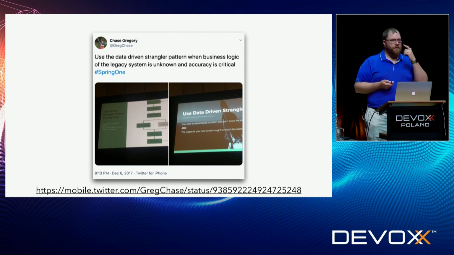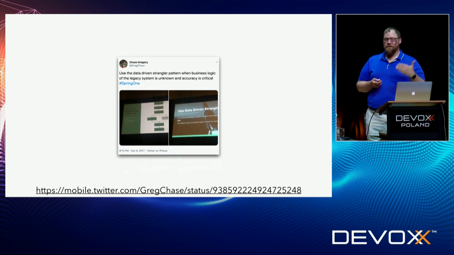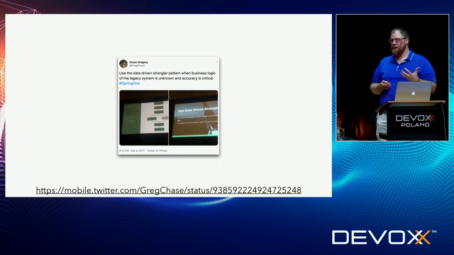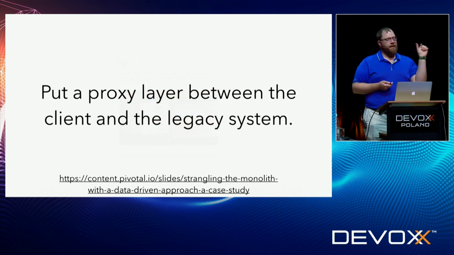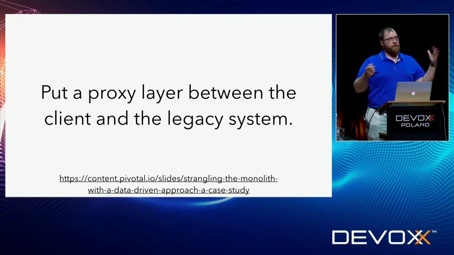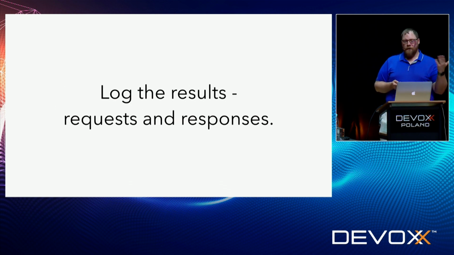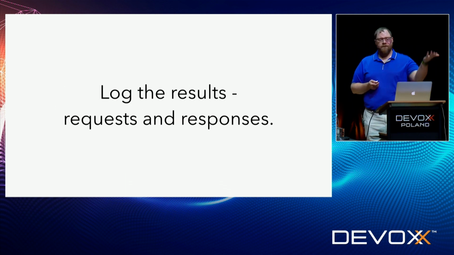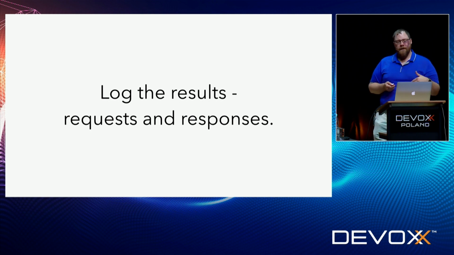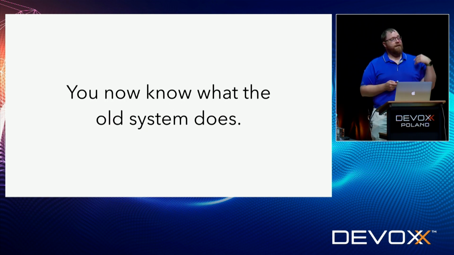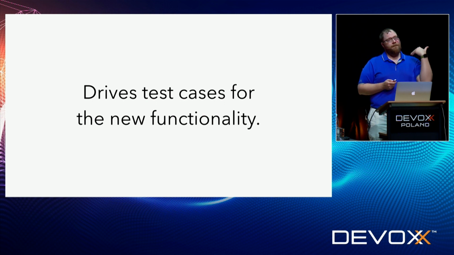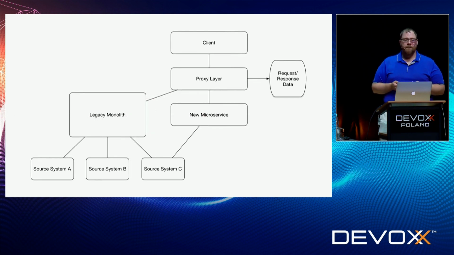So this was originally done on, I think it was a pricing algorithm, and nobody quite understood what the old pricing algorithm did. So step one, put a proxy layer in between, and for a while, however long you need to go to understand the system, you just log the results. They give me this, I give them that. Rinse, repeat. We now know what the old system does. We can now start to build test cases about what we expect to have happen. So it literally looks something like this.